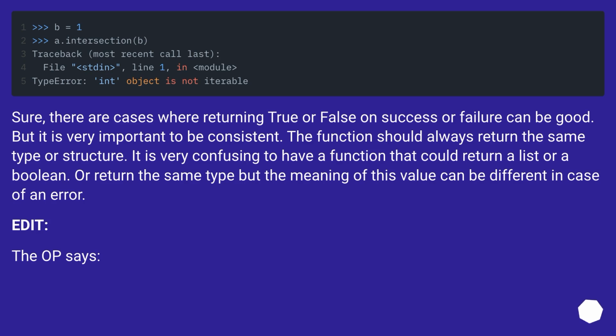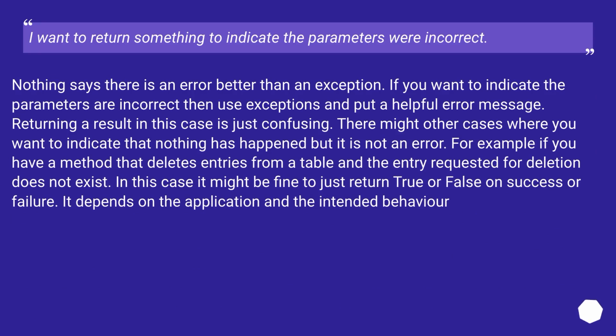Edit. The OP says, I want to return something to indicate the parameters were incorrect. Nothing says there is an error better than an exception. If you want to indicate the parameters are incorrect, then use exceptions and put a helpful error message. Returning a result in this case is just confusing.